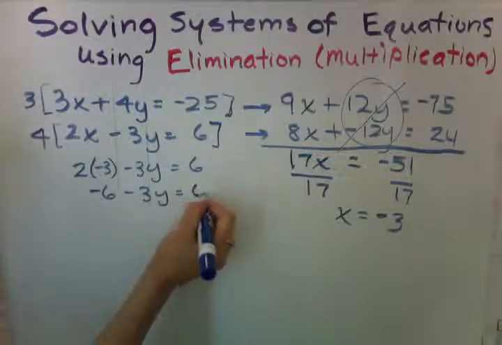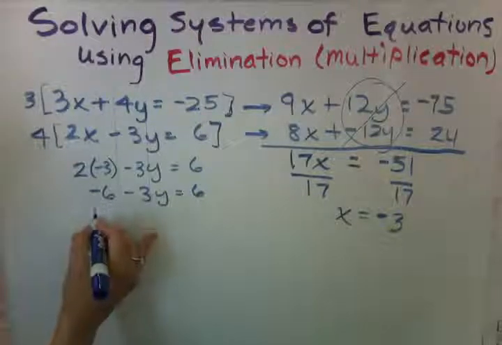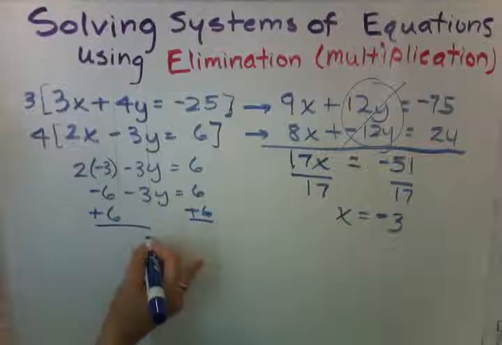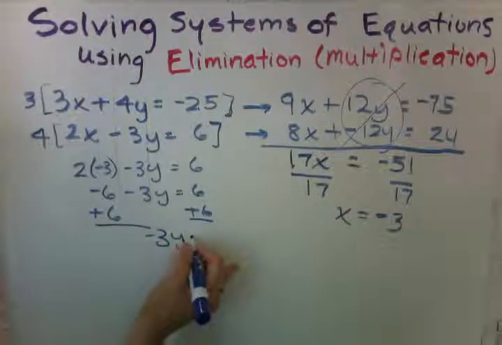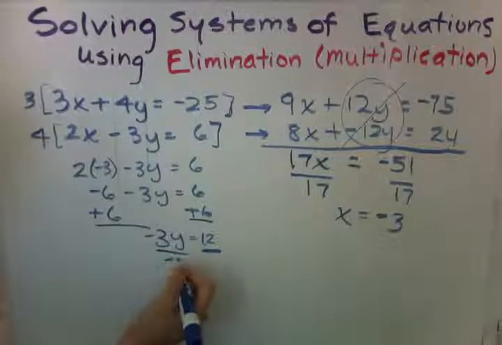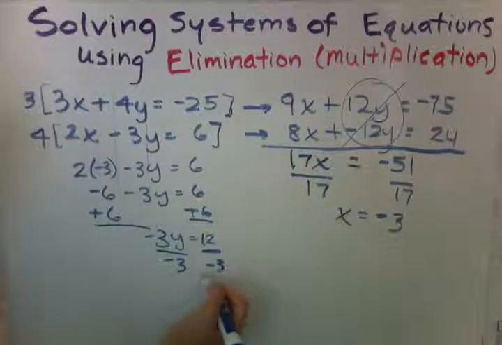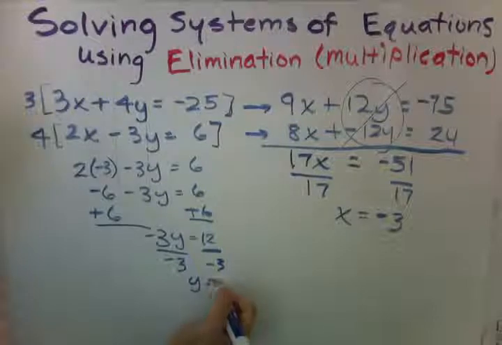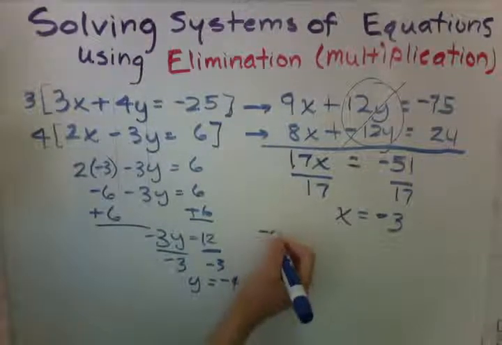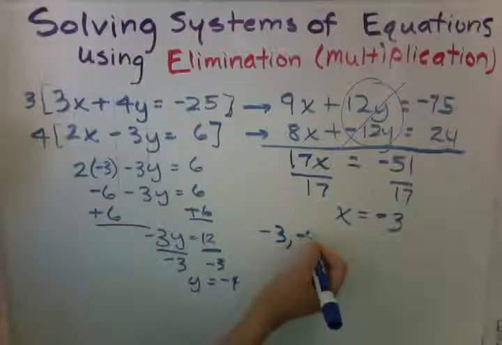This should feel very familiar. We've done several of these types of problems already. Go ahead and add 6 to both sides. Negative 3y equals 12. Divide both sides by negative 3. We get y equals negative 4. So your final answer is negative 3, negative 4.